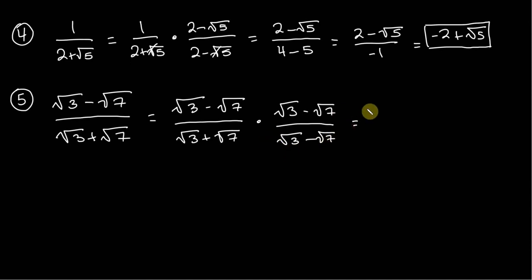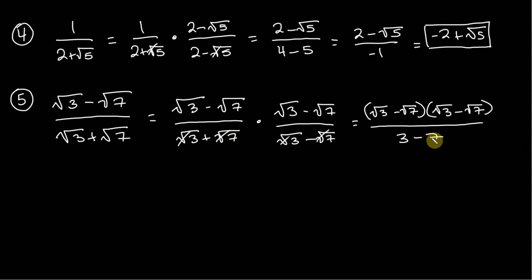What this simplifies to is, if we write it this way, root 3 minus root 7, that's being multiplied by root 3 minus root 7. Okay, all of that's going to be over, well, we know that these are just going to cancel, right? And so in that case, what we end up with is 3, and then this is a positive times a negative, so it's going to be 3 minus 7, okay?